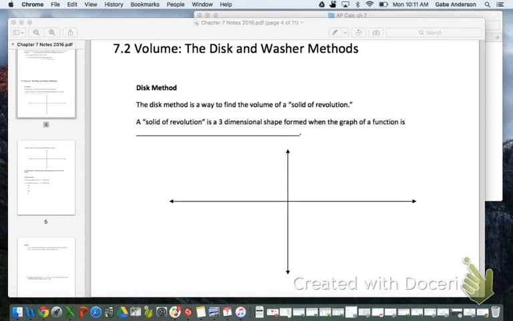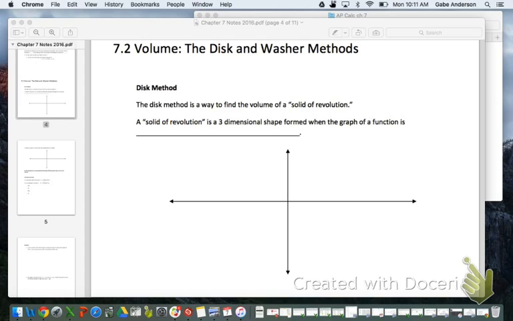This video is for AP Calculus AB Section 7.2. We're going to be looking at the disk method in this video, and then there will be a couple of other videos, one of them with the washer method, the other one with volume by cross-section.